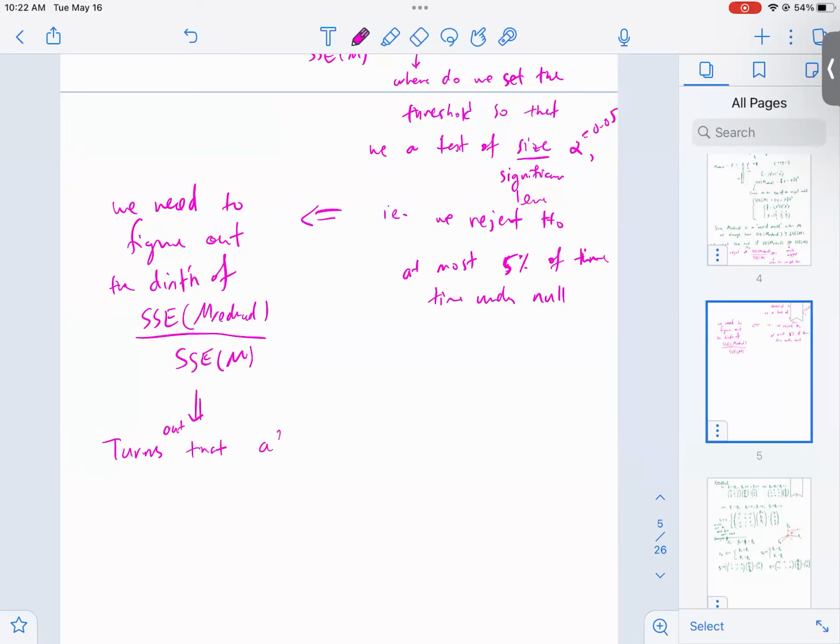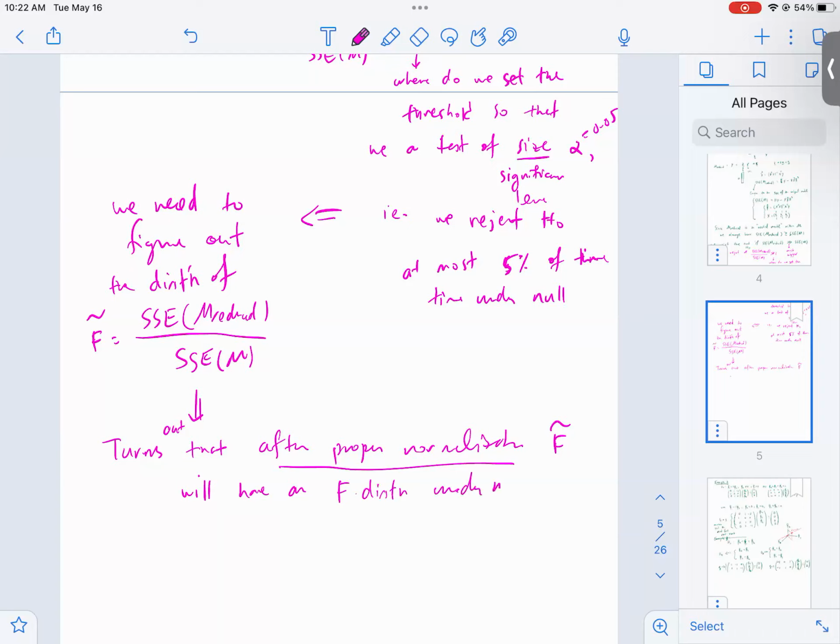Turns out that after proper normalization, I'm going to call it F hat. It's not F hat, let's say F tilde. F hat will be the properly normalized, and F tilde, after proper normalization, will have an F distribution under null. So that's the story that we want to figure out. That's just the plan.